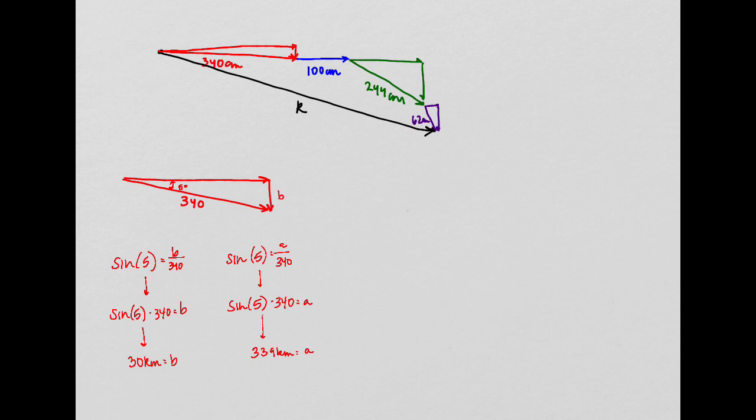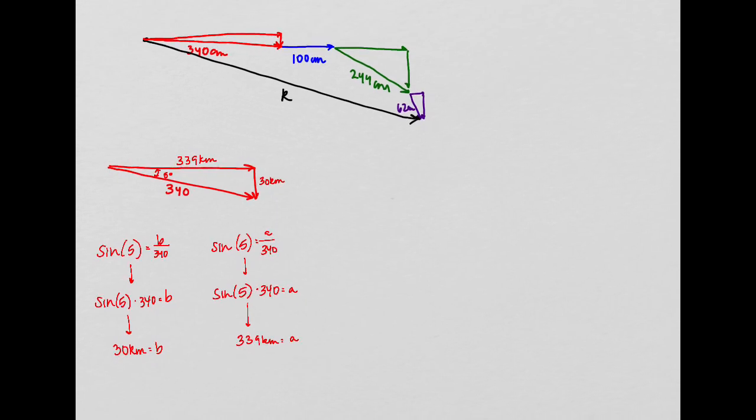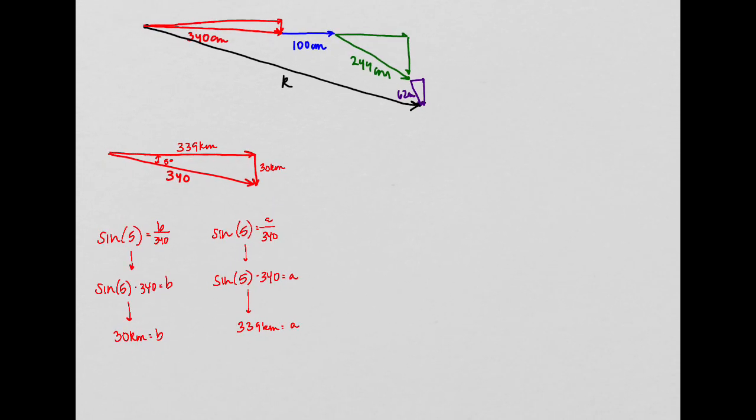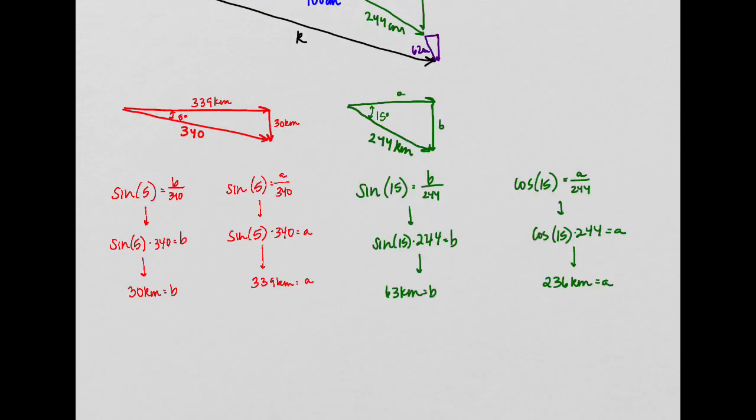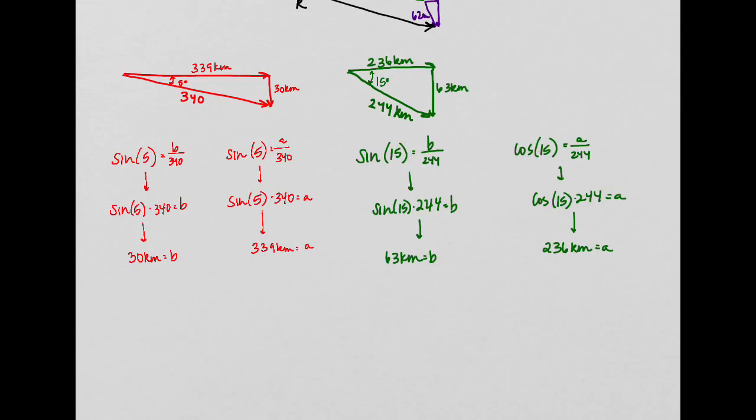So I'm going to put those in. For B, I had 30 kilometers. For A, I had 339 kilometers. All right, and now I'm just going to do the exact same thing with the green one and the purple one. And rather than making you sit through the exact same thing 2 more times, I'm just going to put it up here on the board. So there are our answers for the green one. If you want to rewatch this at home and check your answers and make sure you got all the right information, you can do that.